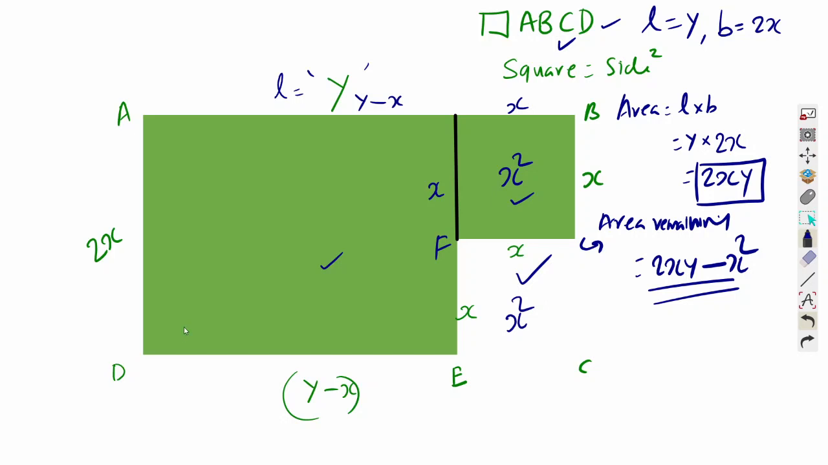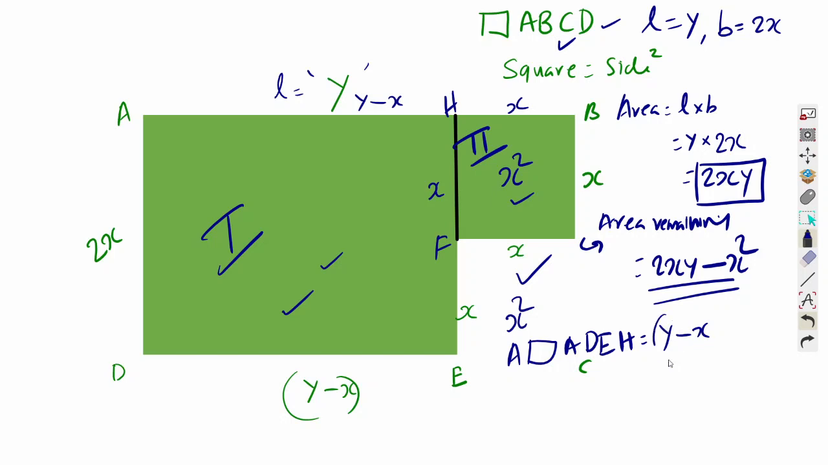And if I think in another way, if I take the area of this one and the area of this one, the total will be equal to the area remaining. So in that case, what is the area of this particular part? We can say the part can be named as ADEH. Let me mark it as such, plus the area of this small square. So I can say area of rectangle ADEH, length is equal to y minus x, correct, and breadth is equal to 2x.